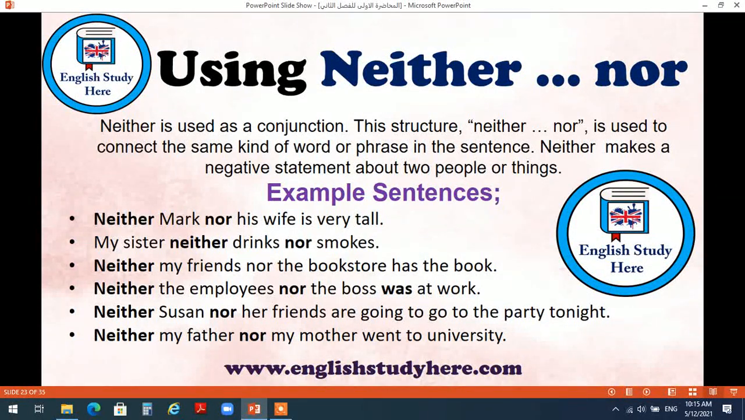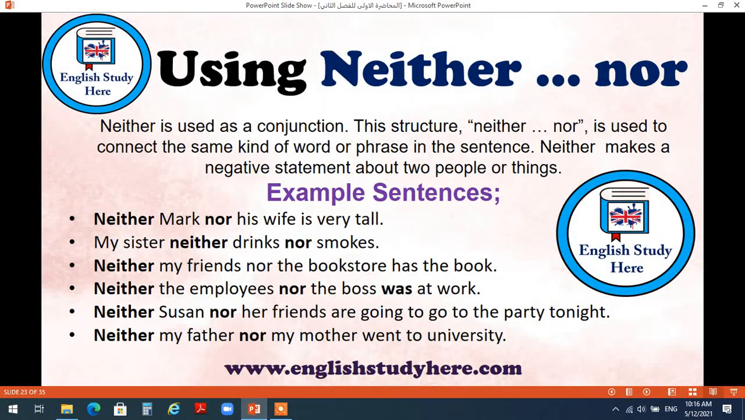Neither the employees nor the boss was at work. أيضا استخدمنا neither nor للدلالة على النفي، إنه لم يكن موجود في العمل، ليس الموظفين ولا حتى رب العمل. Neither Susan nor her friends are going to the party tonight. أيضا هنا استخدمنا neither nor للإشارة إلى وجود علاقة أو معنى النفي، إنه لم يحضر أو لم يذهب إلى الحفلة لا سوزن ولا حتى أي من أصدقائها.